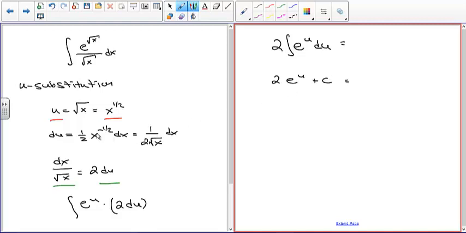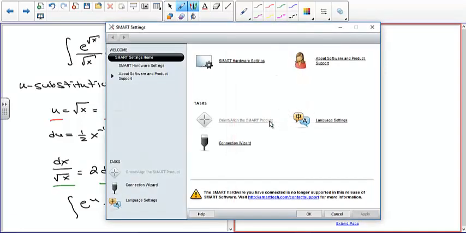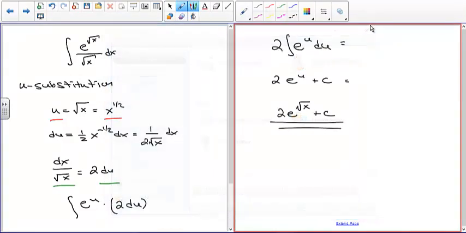And then finally we go back and substitute u back in, so we get 2e to the square root of x plus c. So that's the answer. That's the indefinite integral of the original expression.